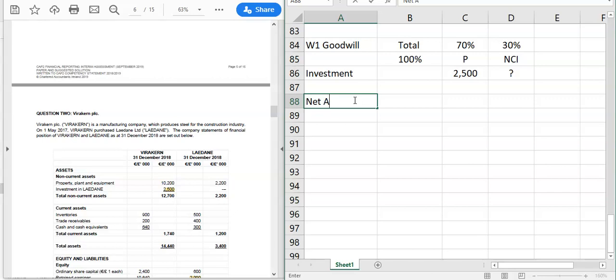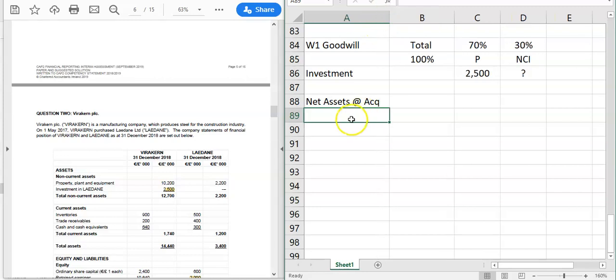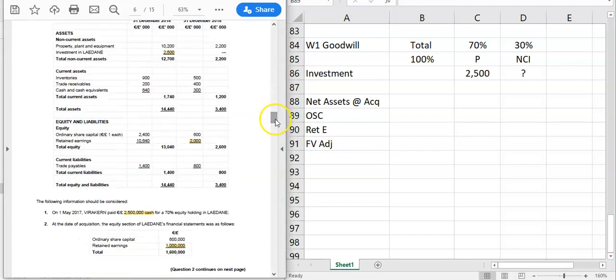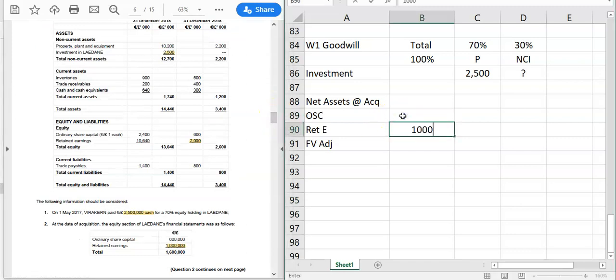In terms of net assets at acquisition, we have to slot these down. The net assets at acquisition will be ordinary share capital, retained earnings, and your fair value adjustment. So at the date of acquisition, you had retained earnings of $1 million, ordinary share capital of 600,000, and a fair value adjustment of 600,000 as well. So we call that the fair value of net assets at the date of acquisition, 2.2 million, because all of these figures are with 3 zeros taken off. So that means the NCI is going to be 30% of 2.2.